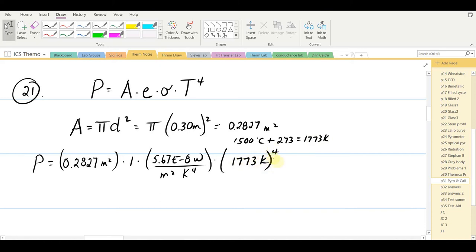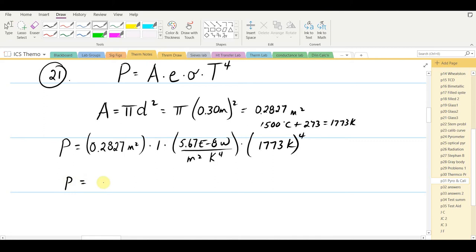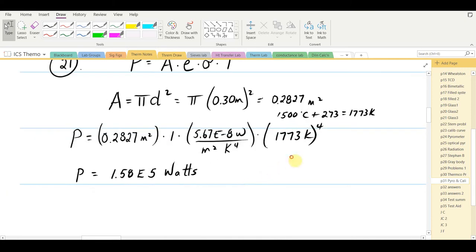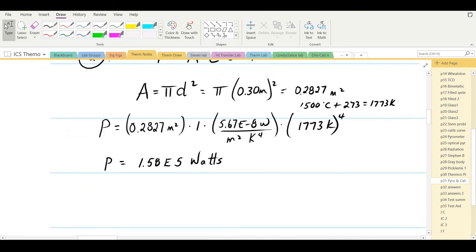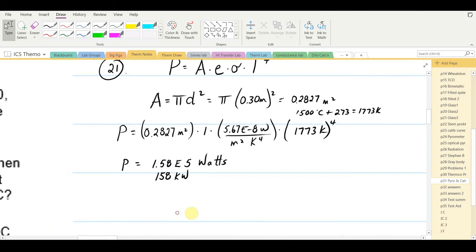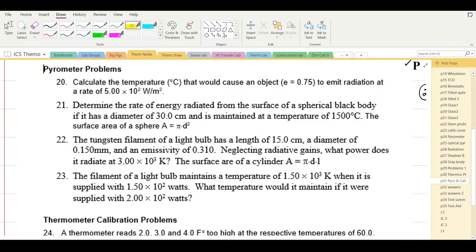to the fourth power. Take your calculators out. This works out to be 1.58 times 10 to the 5 watts. That's a lot of watts. That's actually 158 kilowatts. Well, that's it. Let's check out number 22.